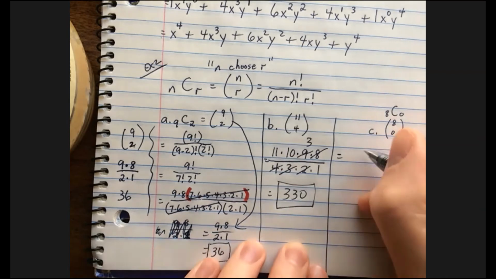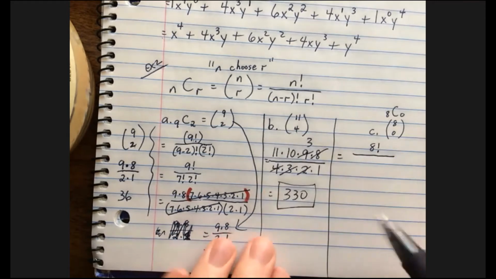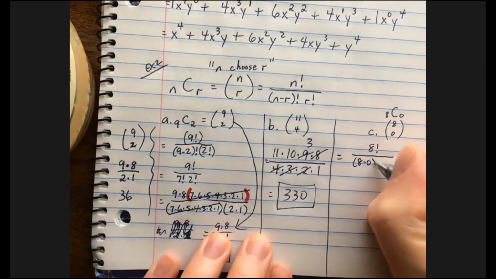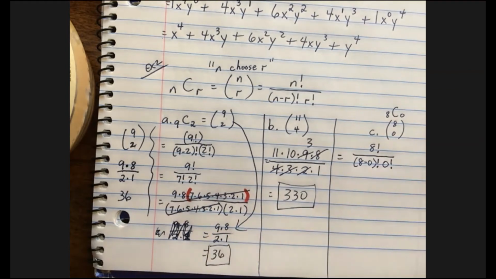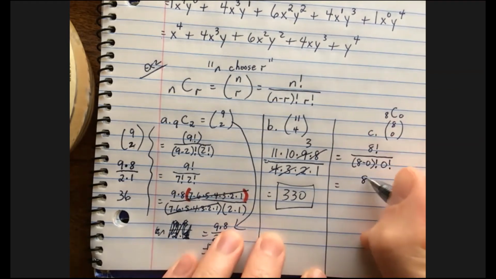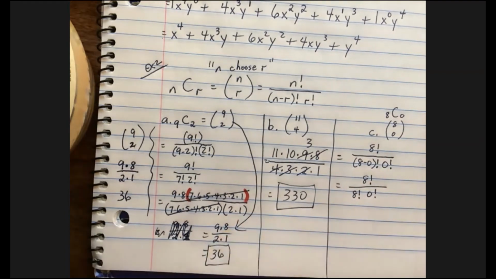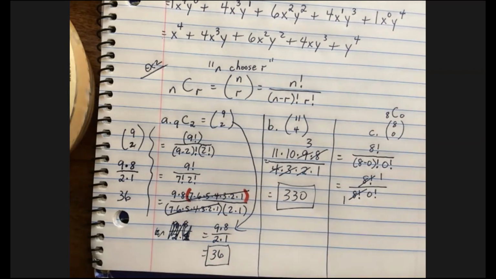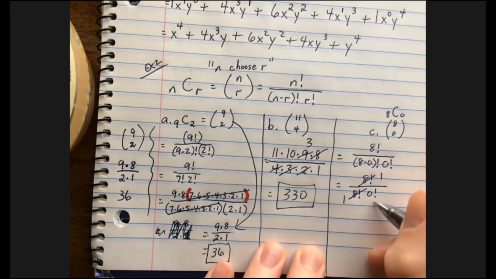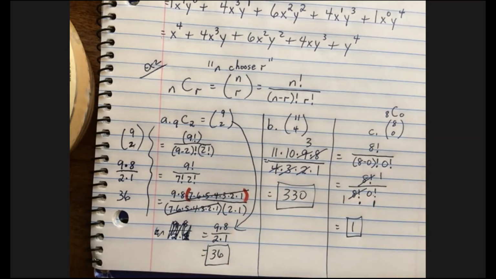So n factorial, so 8 factorial over n minus r, so 8 minus 0 factorial times 0 factorial. Well, you can already see it. That's 8 factorial over 8 factorial, 0 factorial. Well, the 8 factorials would simplify to 1s. And then 0 factorial is 1. So you have 1 over 1 times 1, which is 1.